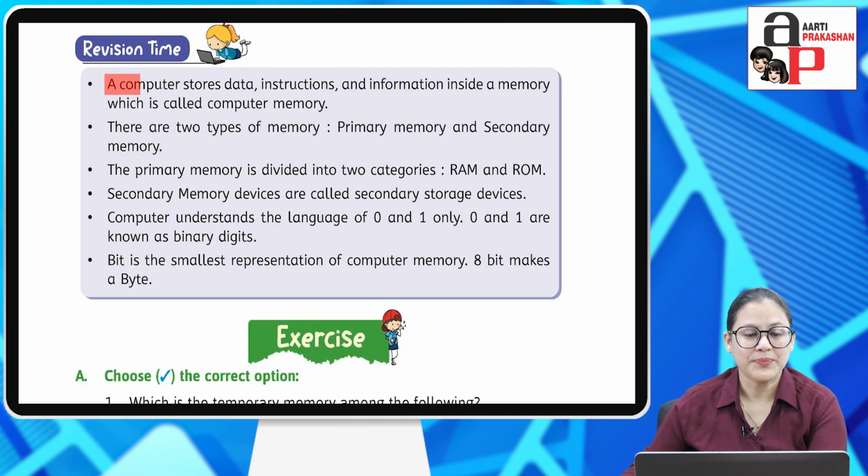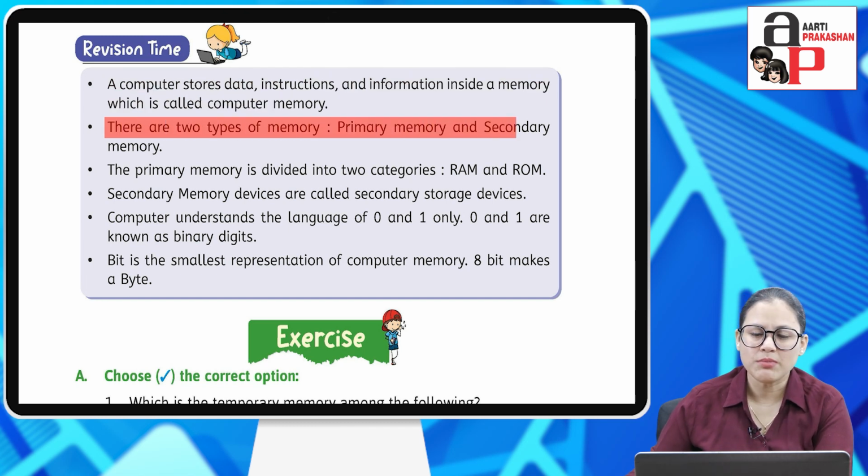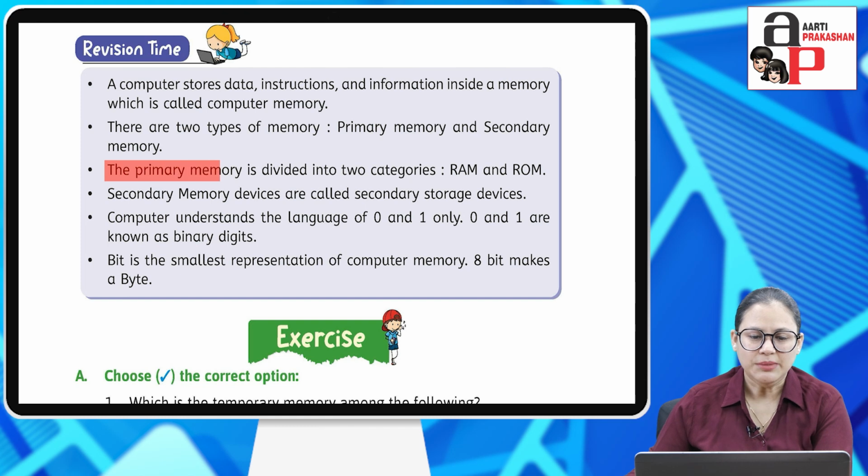Now revision time. A computer stores data, instructions and information inside a memory which is called computer memory. There are 2 types of memory, primary memory and secondary memory. The primary memory is divided into 2 categories, RAM and ROM. Secondary memory devices are called secondary storage devices.